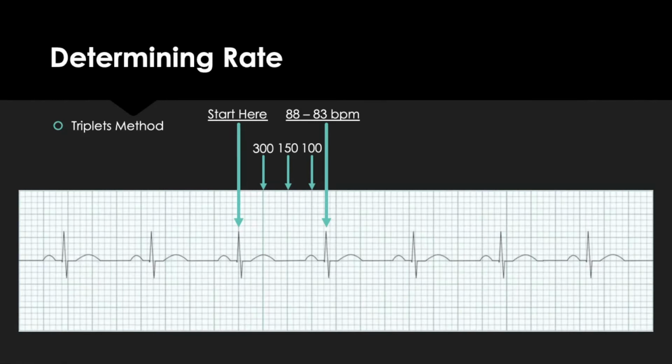So this little square is 94, and then the next little square is 88, and then the next little square is 83, and then the R wave is in between 88 and 83, so we'll just say this heart rate is between 88 and 83 beats per minute.